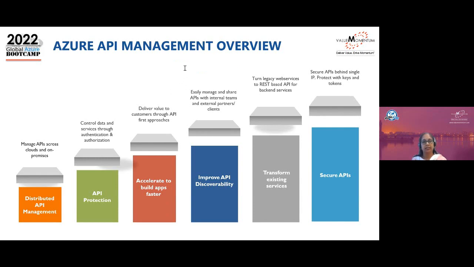And the next is on transforming the existing services. While we have looked at the legacy web services, those services can be automatically converted into REST-based APIs, and that can integrate as a bridge between the backend services and the API consumers.